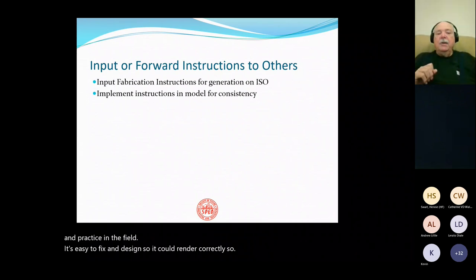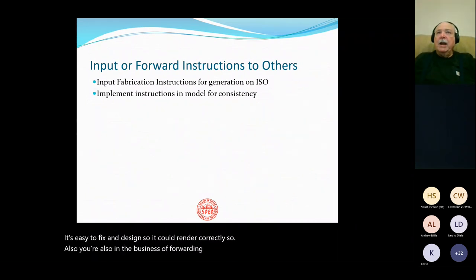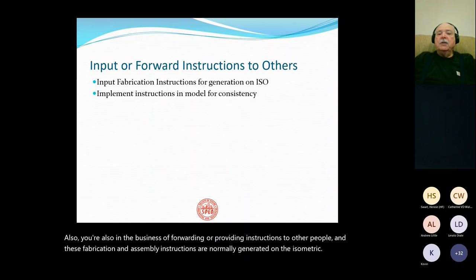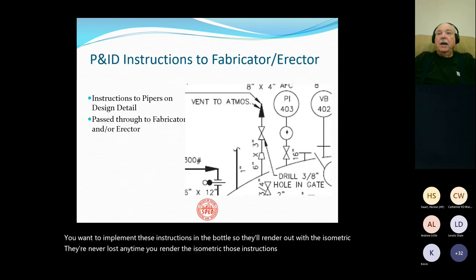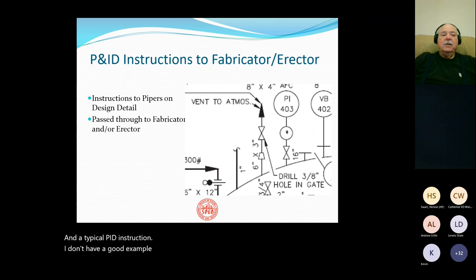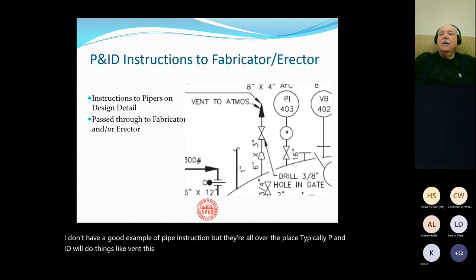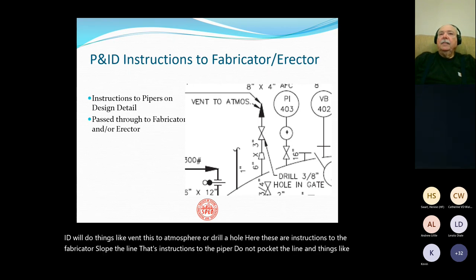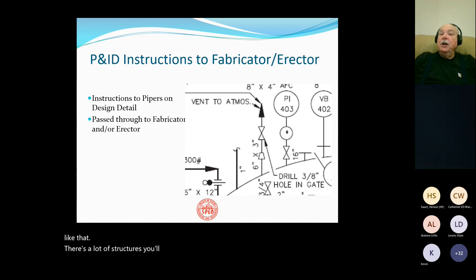Now, you're also in the business of forwarding or providing instructions to other people. And these fabrication and assembly instructions are normally generated on the isometric. So you want to implement these instructions in the model so they'll render out with the isometric. They're never lost. Anytime you render the isometric, those instructions come out. And here's a typical P&ID instruction. I don't have a good example of a pipe instruction, but they're all over the place. Typically, the P&ID will do things like vent this to atmosphere, drill a hole here. These are instructions to the fabricator. Slope the line, that's instructions to the piper. You know, do not pocket the line and things like that. There's a lot of instructions you'll carry out and a lot of instructions you'll carry forward.